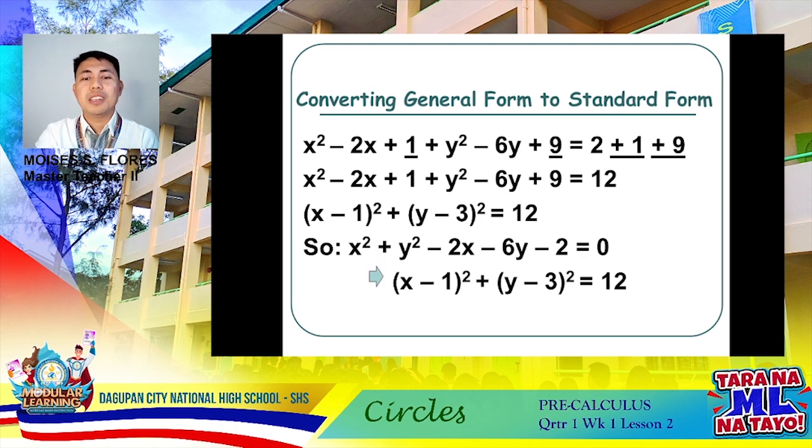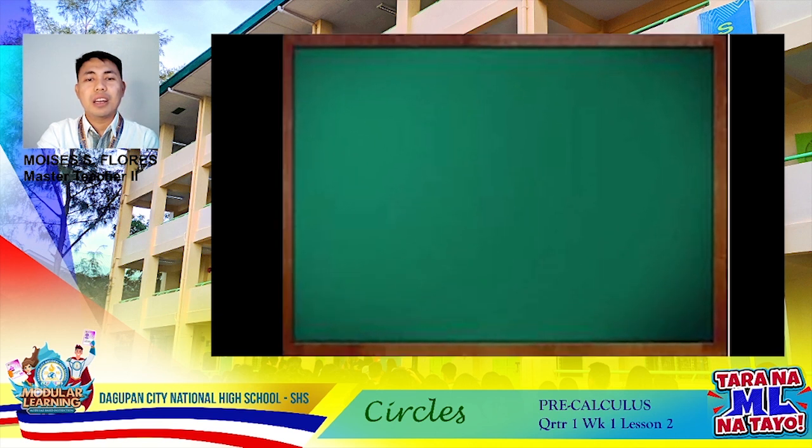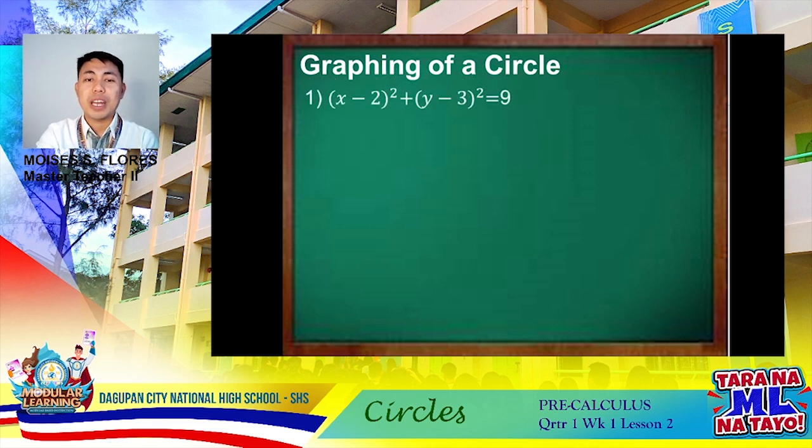This time, we are going to graph circles. The given here is that you are asked to graph a standard form: x minus 2 quantity squared plus y minus 3 quantity squared equals 9. Bear in mind and take note that when we are going to graph circles, we need to consider first the center of the circle and then the length of the radius.